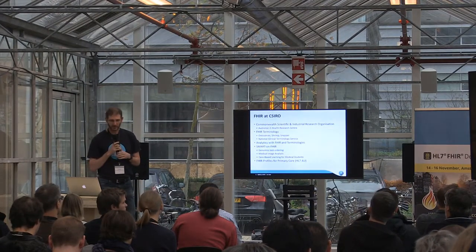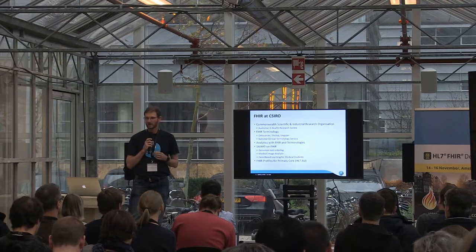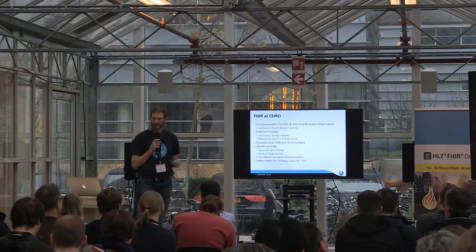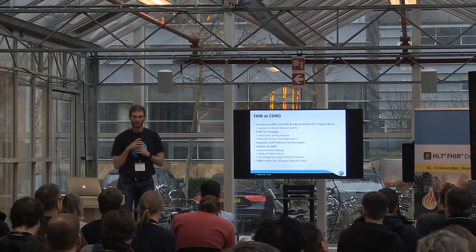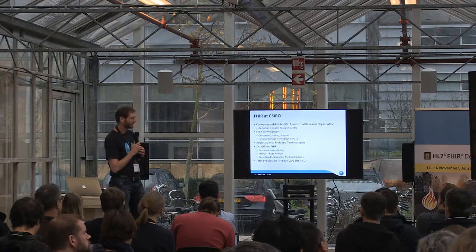Just as a bit of context, CSIRO is Australia's national research agency, so we cover a huge variety of research, from boats down in Antarctica sampling ice to e-health. And the e-health part is the Australian E-Health Research Centre, which is the centre that I'm a part of. And we have a whole bunch of FHIR activities going on.